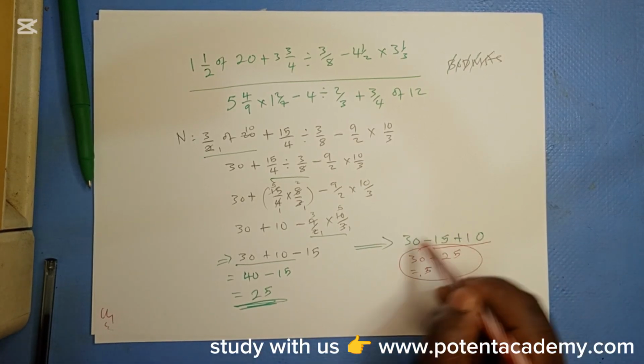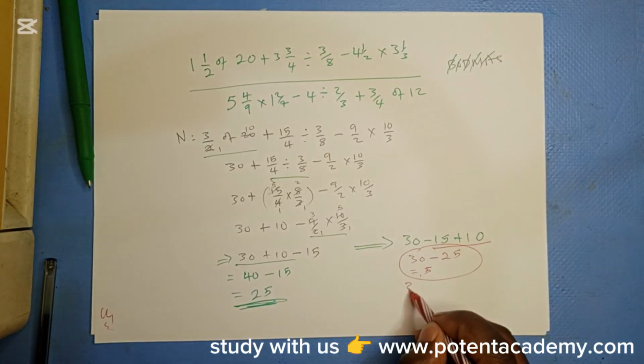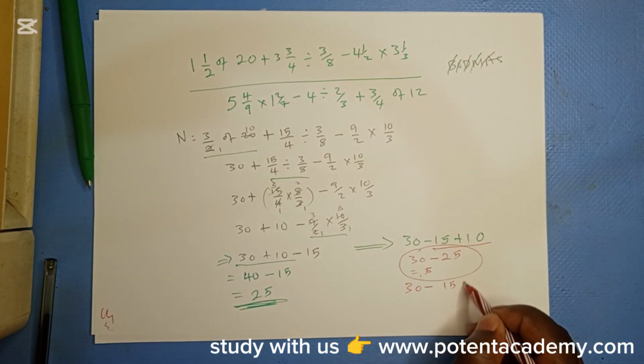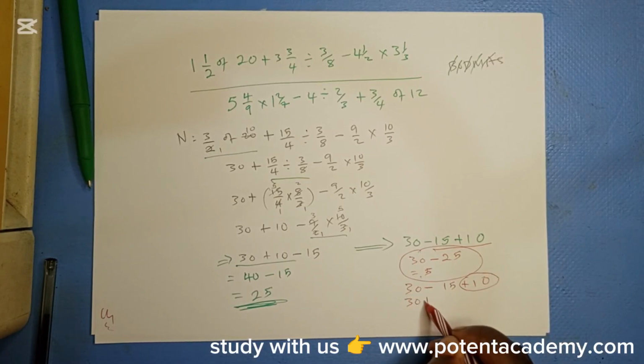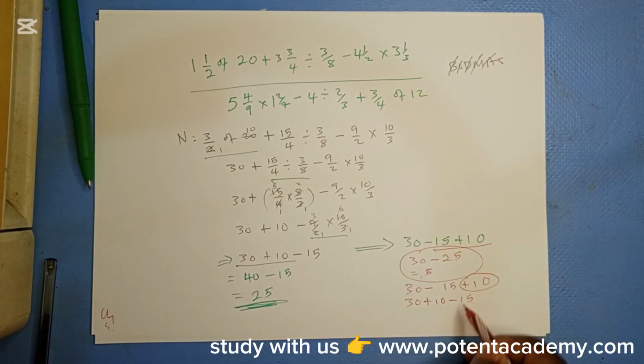What you do, you can rearrange this. You are given 30 minus 15 plus 10. You can rearrange and begin with addition. You say 30 plus 10 minus 15. This one will give you 40 minus 15.